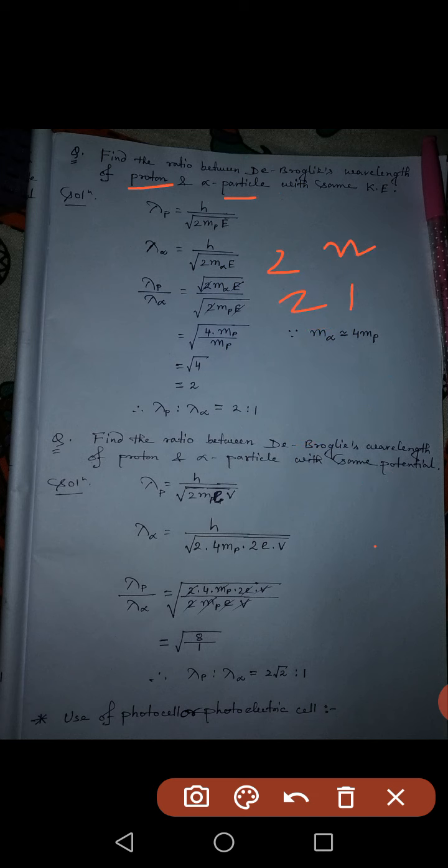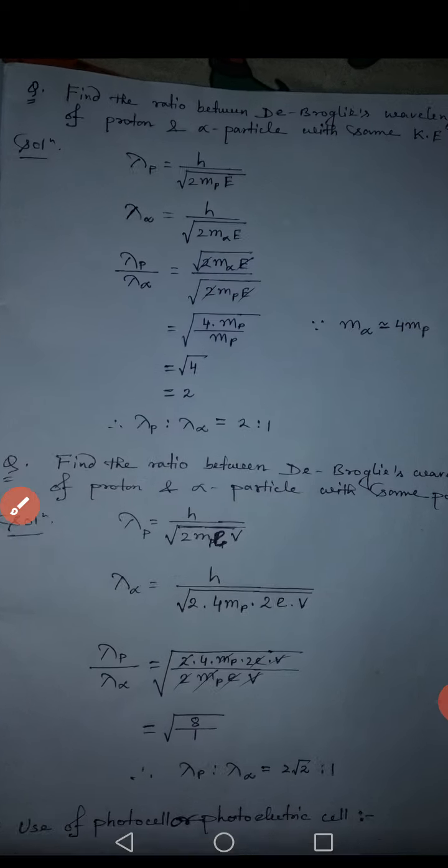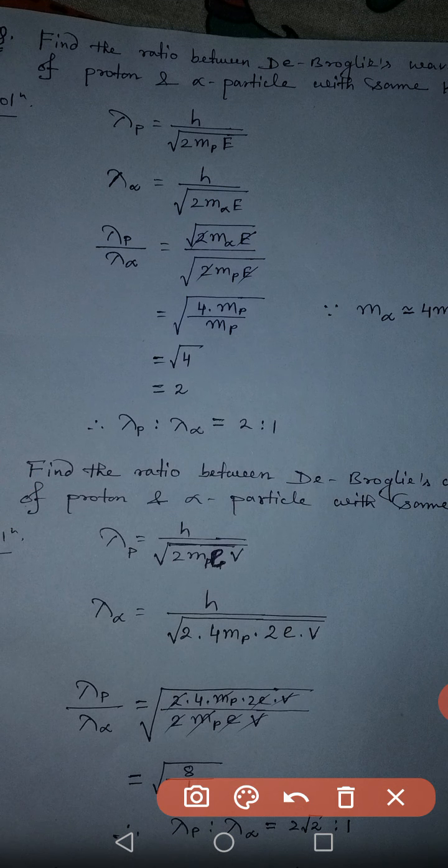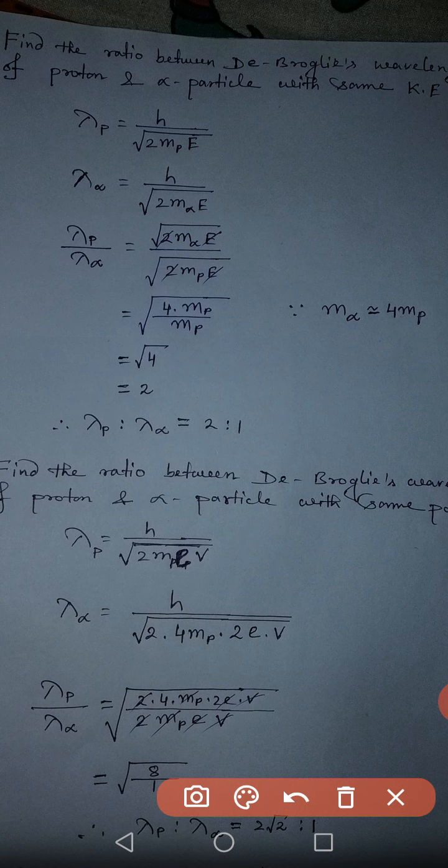What are you asked to do? You are asked to find the ratio between de Broglie's wavelengths. So lambda p, the de Broglie's wavelength for proton, the formula is h divided by root over 2 mp E. Here mp means mass of proton. Then for alpha particle, lambda alpha is h by root over 2 m alpha E. mp stands for mass of proton, m alpha stands for mass of alpha particle. Now I just told you that mass of alpha particle is equal to 4 times the mass of proton. So in place of m alpha we can write 4 mp.